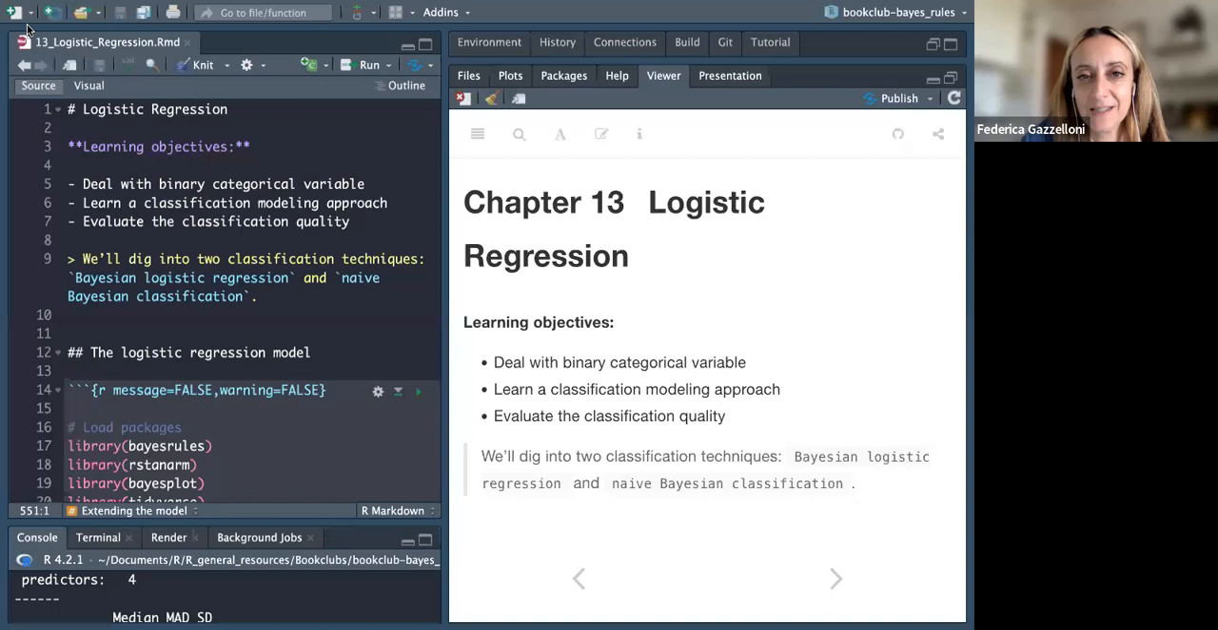Okay, so this is chapter 13, and we are going to talk about logistic regression. This is the first of this kind in the book. So quite interesting, because now we deal with a binary categorical variable, and we want to learn a classification modeling approach, and then finally evaluate the classification quality, right?